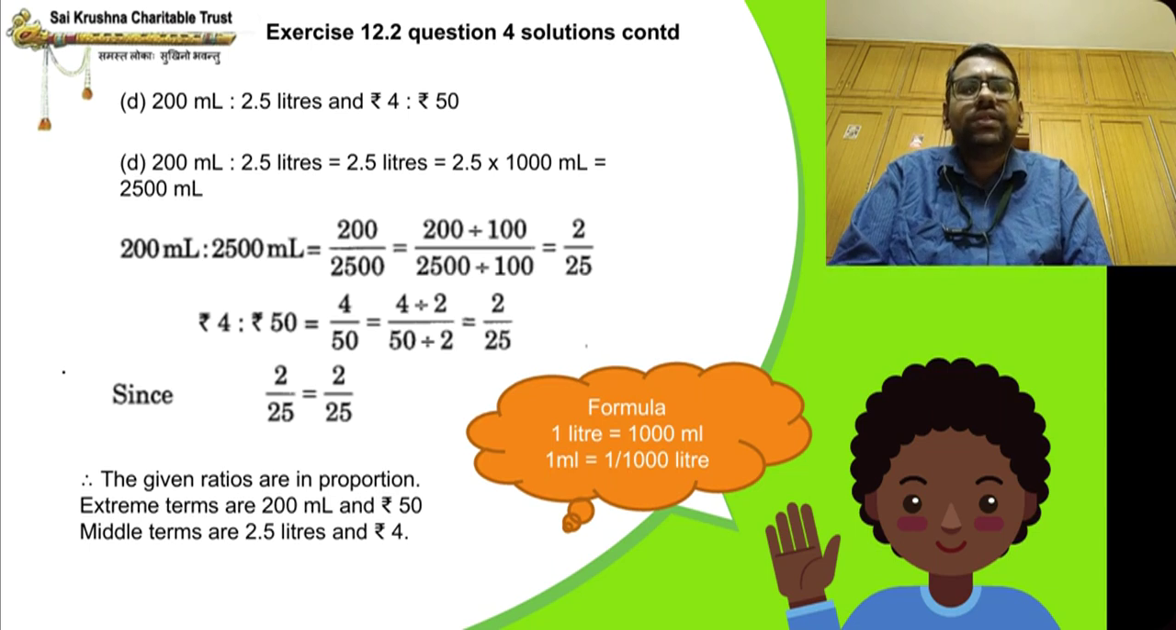Similarly, 4 is to 50 can be written as a fraction 4 by 50. We'll divide 4 and 50 by 2 because 2 is the HCF of 4 and 50. We'll get 2 by 25. So 2 by 25 is equal to 2 by 25. Given ratios are in proportion. Extreme terms are 200 ml and rupees 50. Middle terms are 2.5 liter and rupees 4.